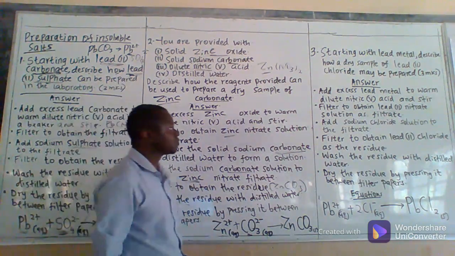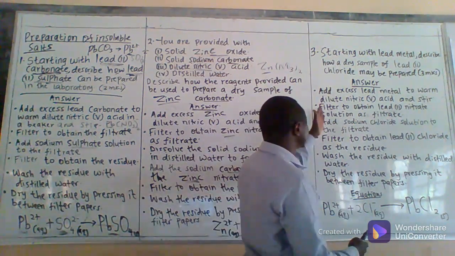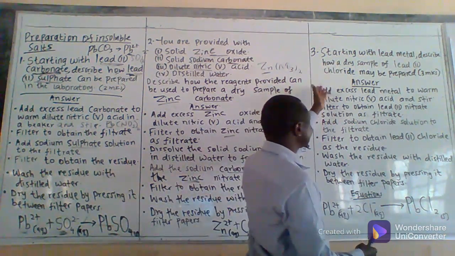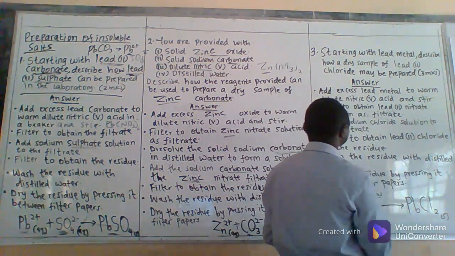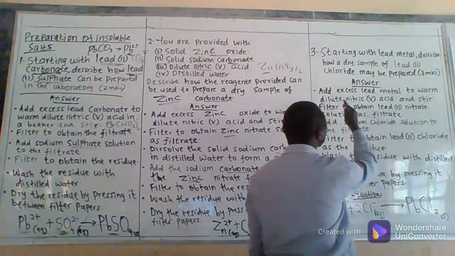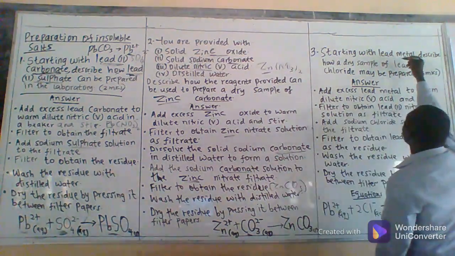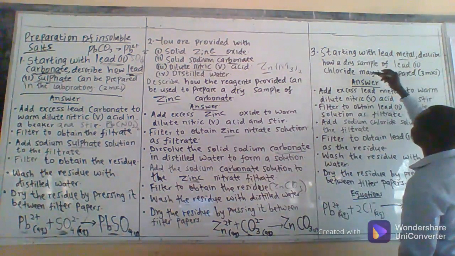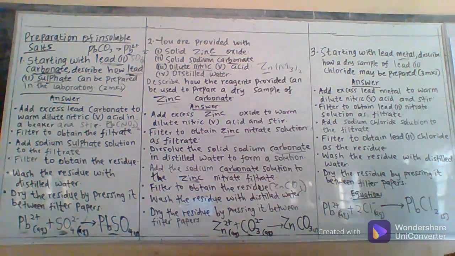Suppose you have a different question. Of course, they are just related, but just to give you another example: starting with the lead metal, describe how a dry sample of lead 2 chloride may be prepared. Now here you have a metal which is lead, and they want you to prepare lead 2 chloride.